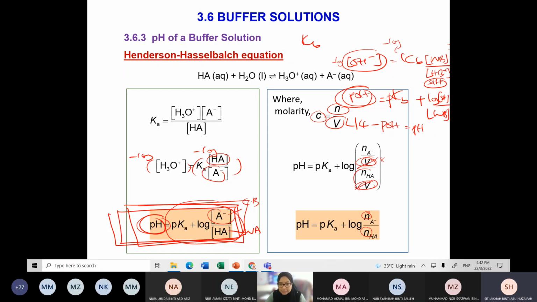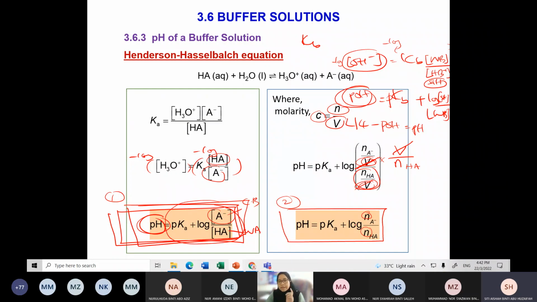Later when you go up, you will get V on top and HA at the bottom, so V cancels with the V here. That's why you end up with this formula. So this is alternative 1 or alternative 2. If the concentration is given to you directly, you may use concentration. If you are not given the volume, you may use the mole.